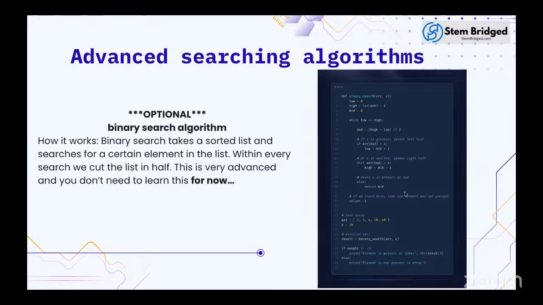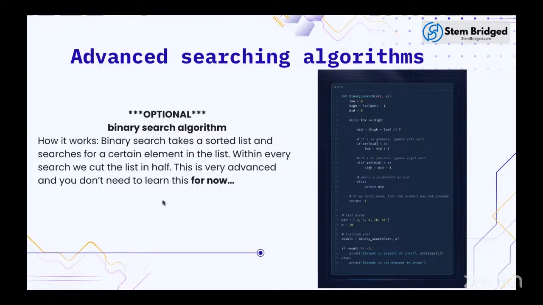This is an advanced search algorithm. You won't need to know this right now, maybe in the future. So how it works: binary search takes a sorted list, and it's usually numbers, and searches for a certain element in the list. Within every search, we cut the list in half. This is very advanced and you don't need to learn this for now.